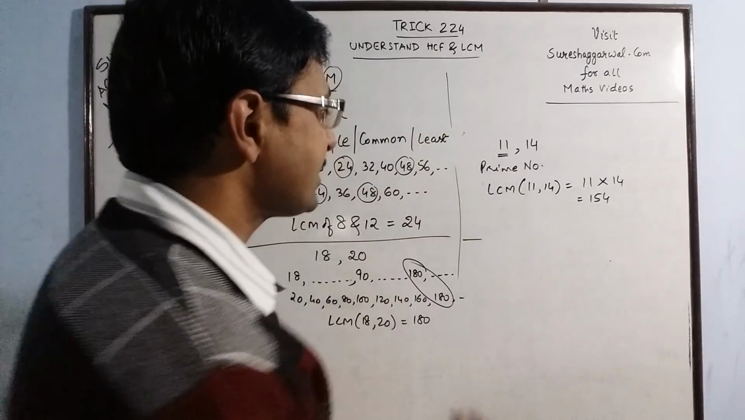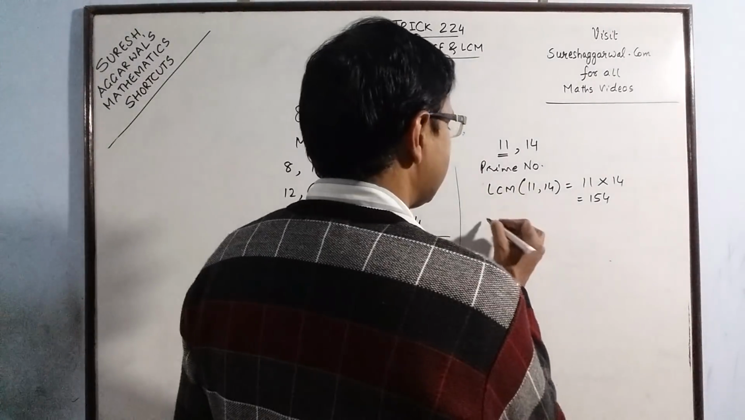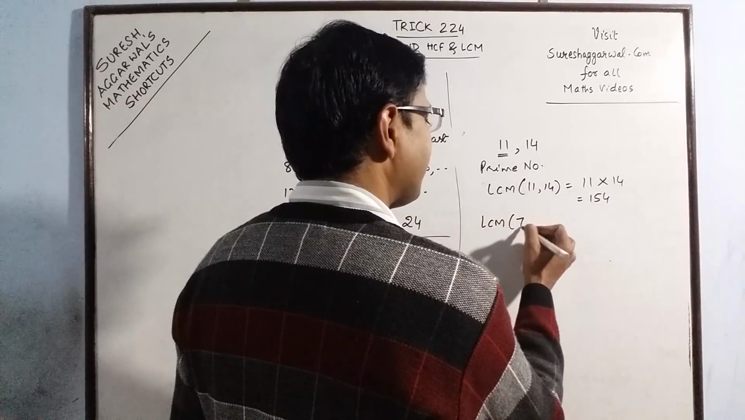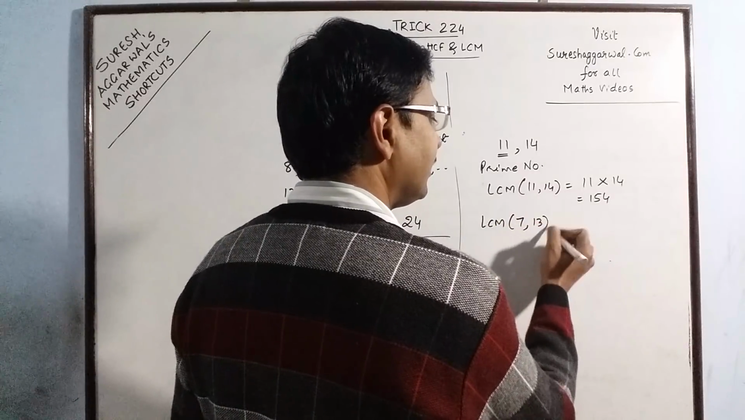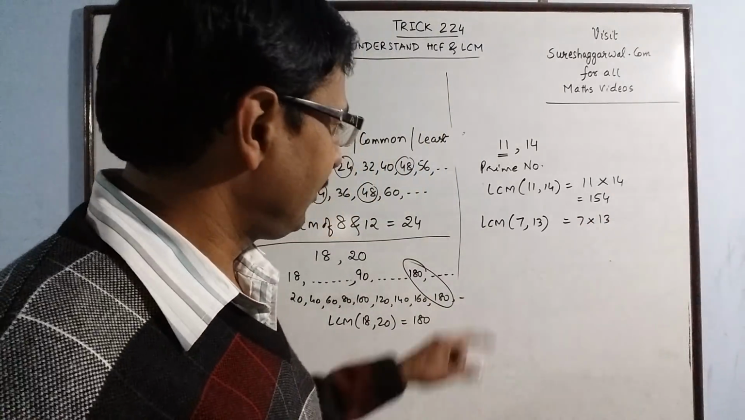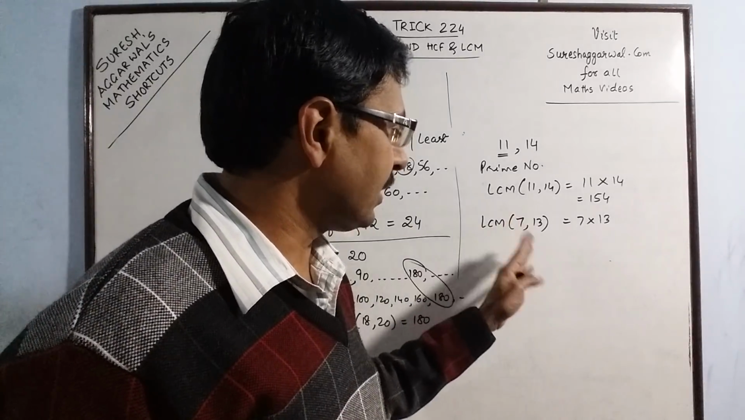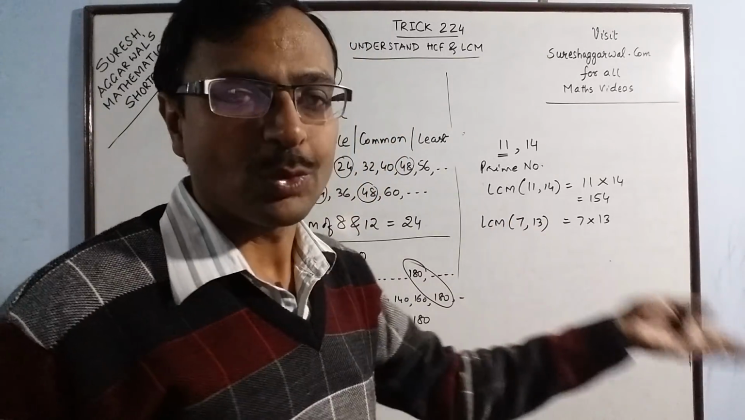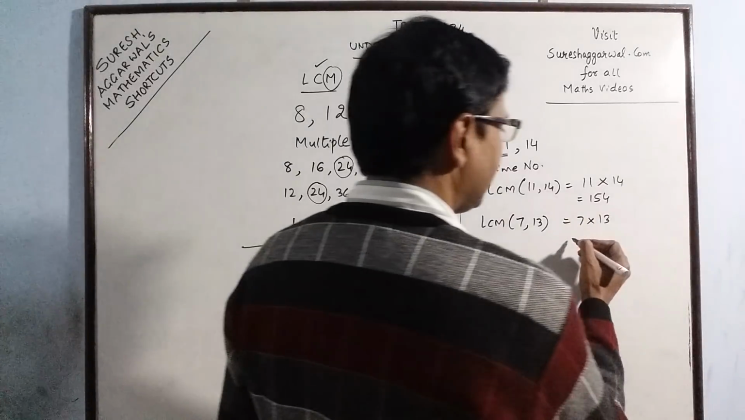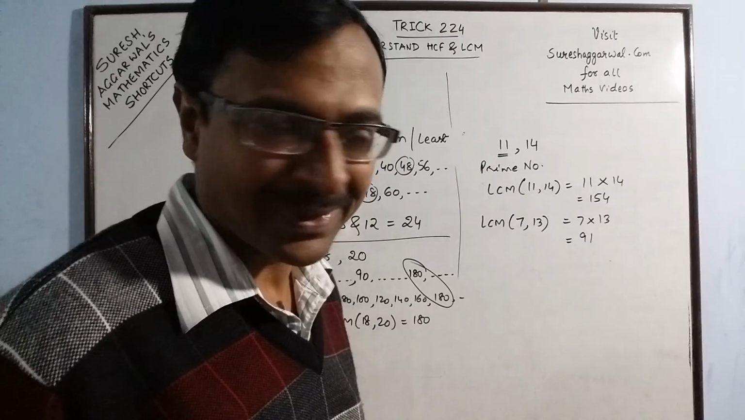Now suppose both the numbers are prime, then our job is further simplified. Say LCM of 7 and 13 is just 7 into 13, because there cannot be any common multiples between 7 and 13 except the product of these two numbers. So 7 into 13 is 91, which is our answer.